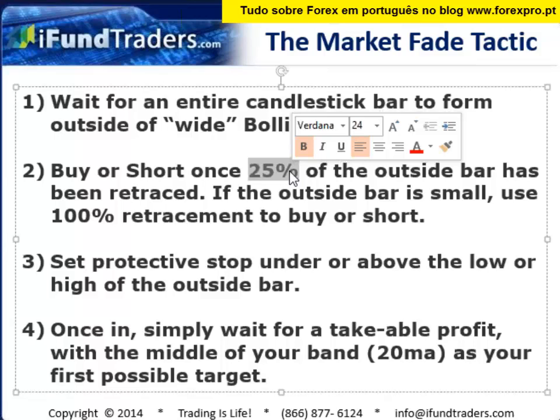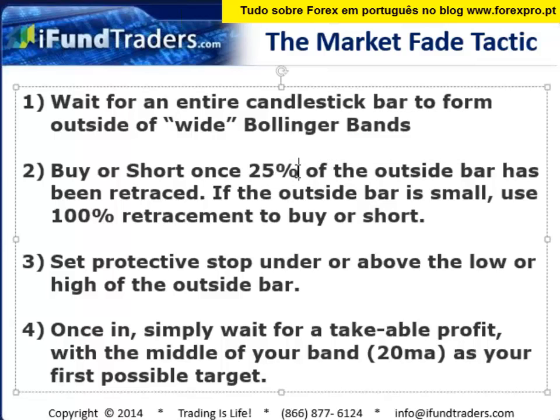So as an example, if a green bar is outside of the upper Bollinger Band, we need the next bar to come down and retrace 25% or more of that green bar that's outside the Bollinger Band. Or we need the same bar to retrace 25%. I'm going to demonstrate this very clearly for you. Right now we're just going over the description of the tactic. Okay, so 25% of the outside bar has been retraced.